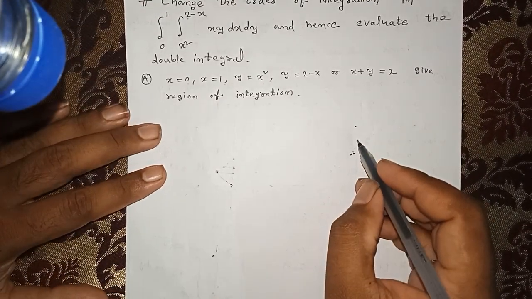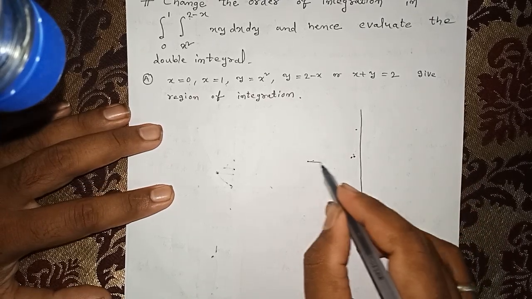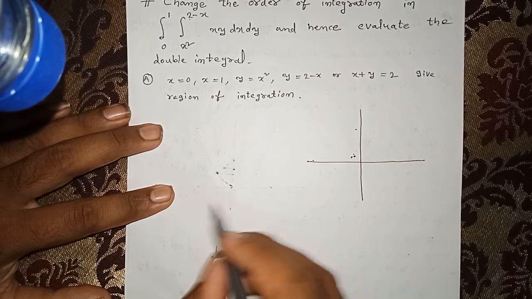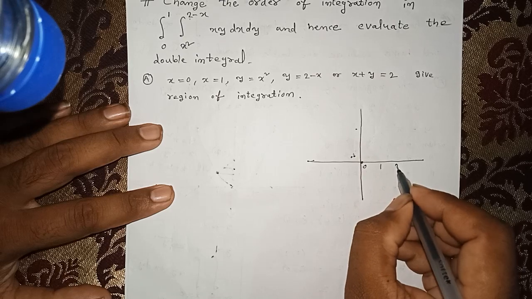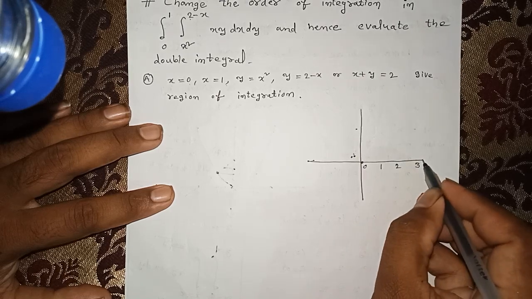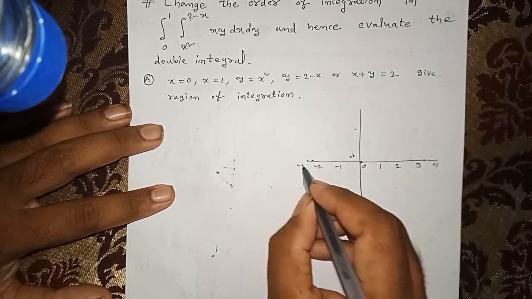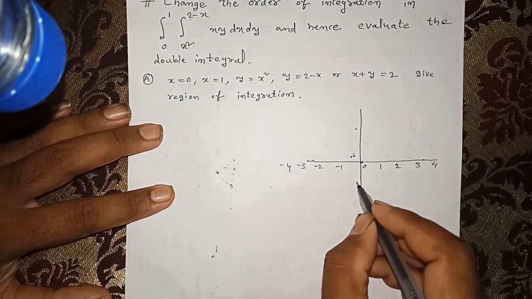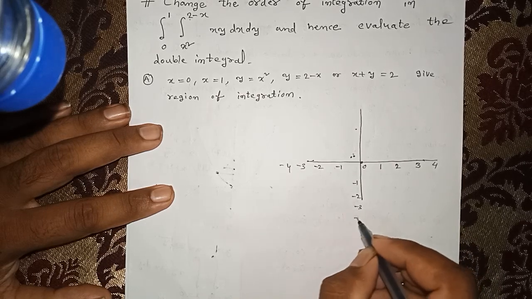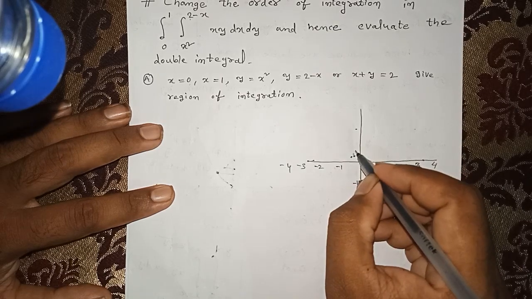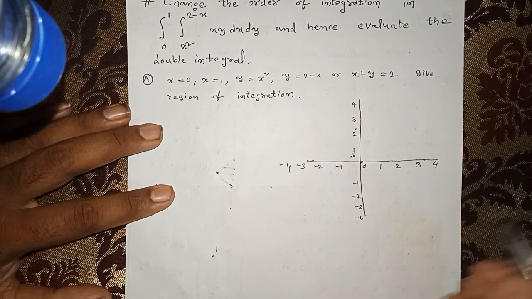Now take the xy plane. This is y axis, this is x axis. 0, 1, 2, 3, 4, minus 1, minus 2, minus 3, minus 4 on both axes. This is the xy plane.